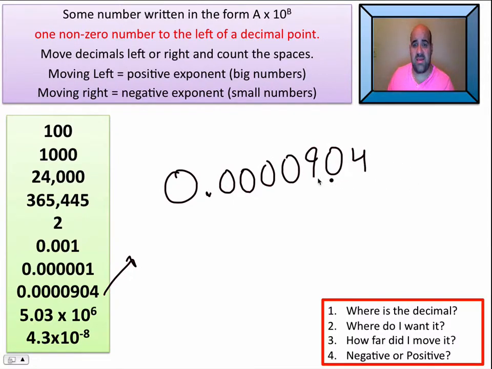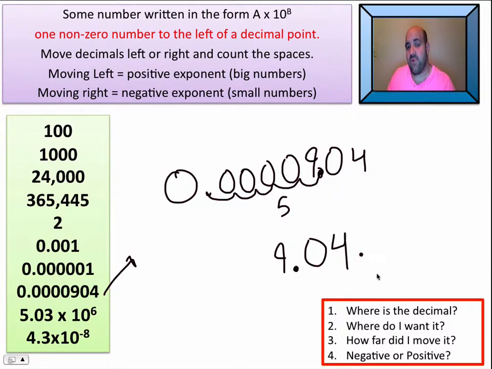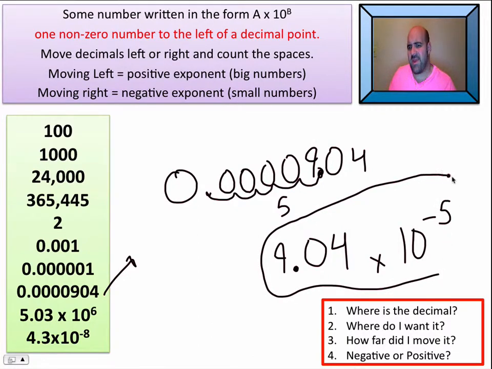0.00000904. Where do I want this decimal? Well, I only want there to be one number to the left of it. If I move this decimal all the way to here, I would then have a 4, a 0, and a 9 to the left of it. I don't want that. So I'm going to move this decimal 1, 2, 3, 4, 5 places. And I'm going to write that as 9 point, and I got to keep the 0. It's a placeholder for this 4. 9.04 times 10 to the negative 5th.